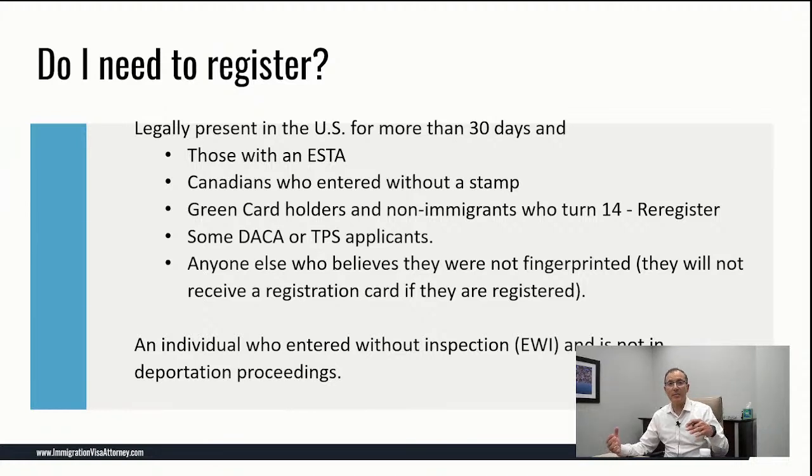And obviously, the biggest group that must register are those who are in the United States illegally, who entered without inspection and are not in deportation. These are the group of people who must register based on the current requirements.